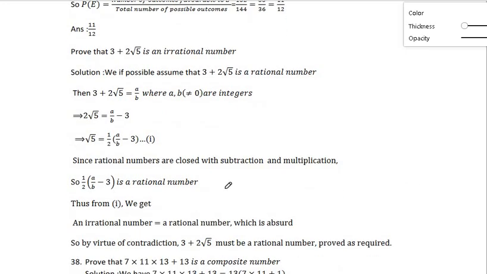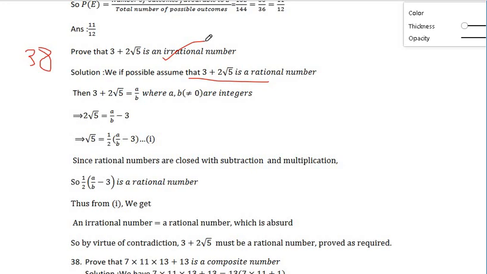Now, question number 38. We have to prove that 3 plus 2 root 5 is an irrational number. Here we shall use the method of contradiction.